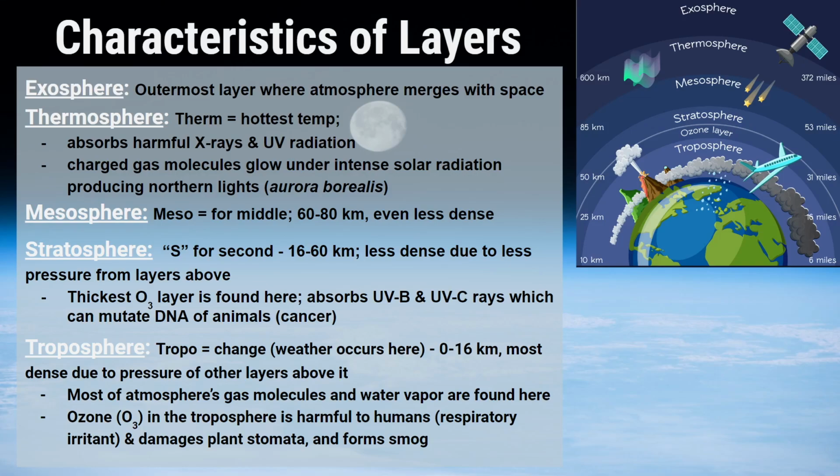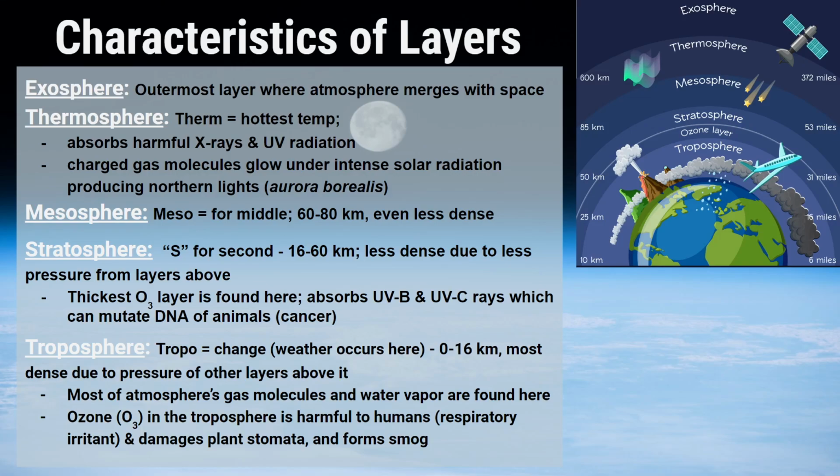This layer also contains charged gas molecules that light up when struck by high-energy solar radiation, and this produces a really neat effect called the aurora borealis, or the northern lights. Sometimes during the summer, we can even see the northern lights here in Indiana.